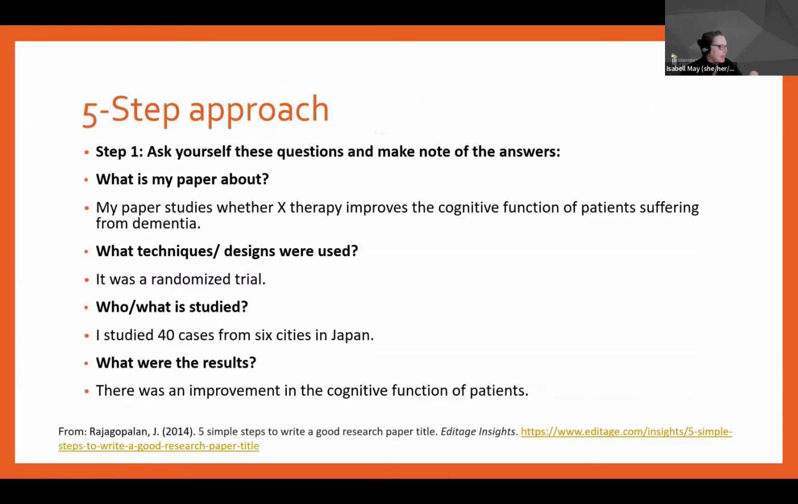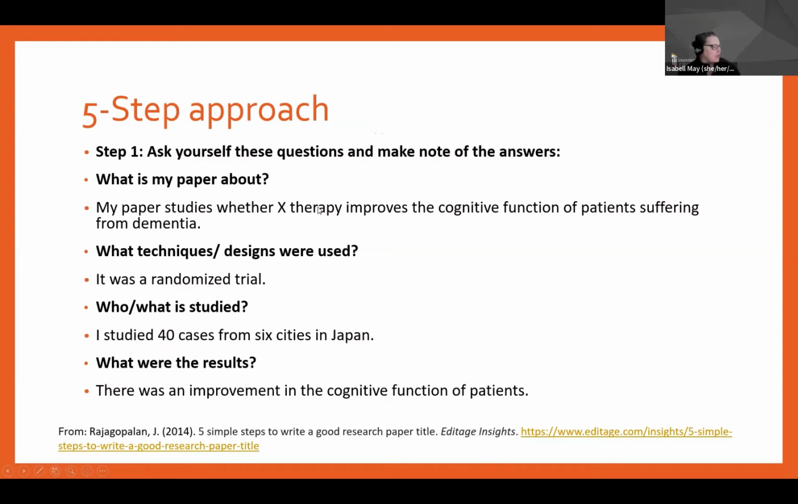from the APA style. So there's a 5-step approach that I've taken from this article that I really like, and I'd encourage you to do on your own later on or at some point as you're working on your paper. So you want to ask yourself these questions, like, what's my paper about? What techniques, designs were used? Who or what is studied? And what were the results?